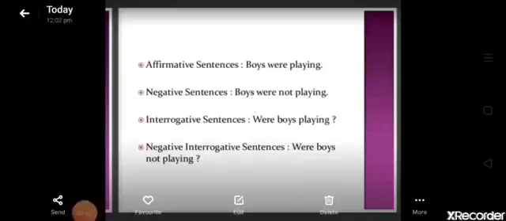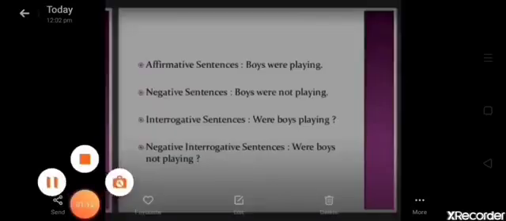In an affirmative sentence, we can write in past continuous tense, boys were playing. In a negative sentence, boys were not playing. In an interrogative sentence, were boys playing? Negative interrogative sentence, were boys not playing? So these are the examples of making a sentence into past continuous tense.